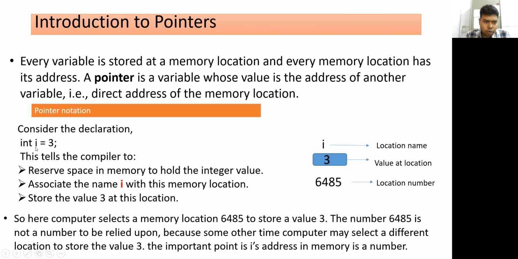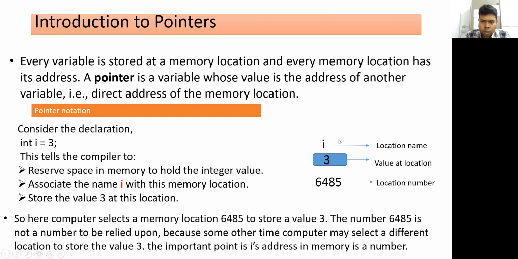The compiler will first reserve a space to store an integer. That space is basically the memory location, or you can call it the address. So in the memory, a particular space is reserved for storing an integer, and a name is given to that space. That name is I. We associate the name I with that particular memory space. Then we store 3, that is the value, at that particular location.